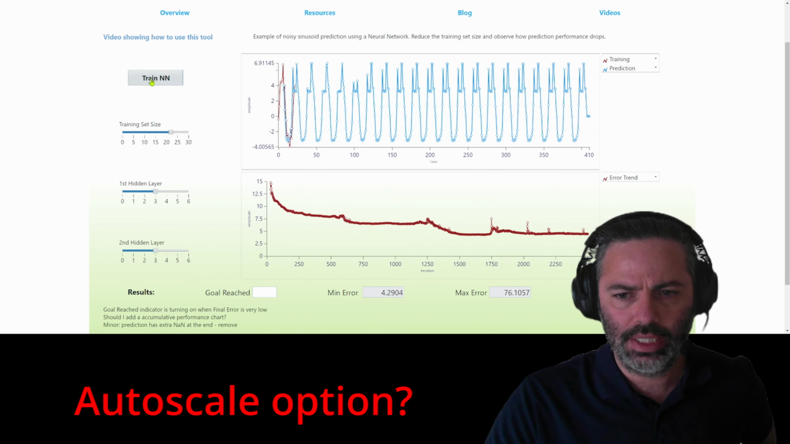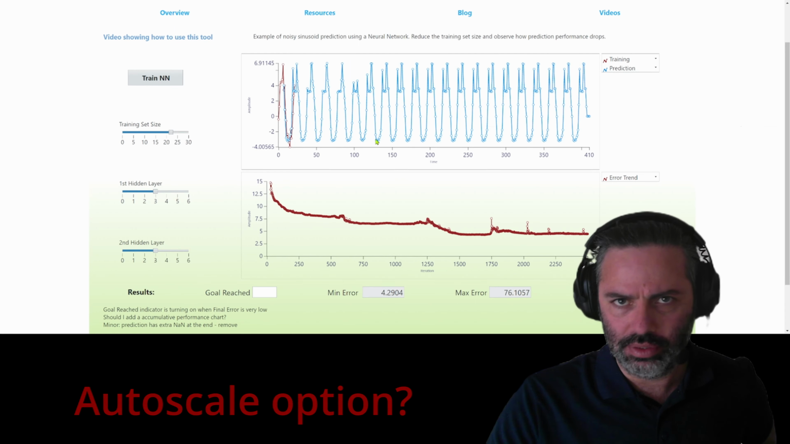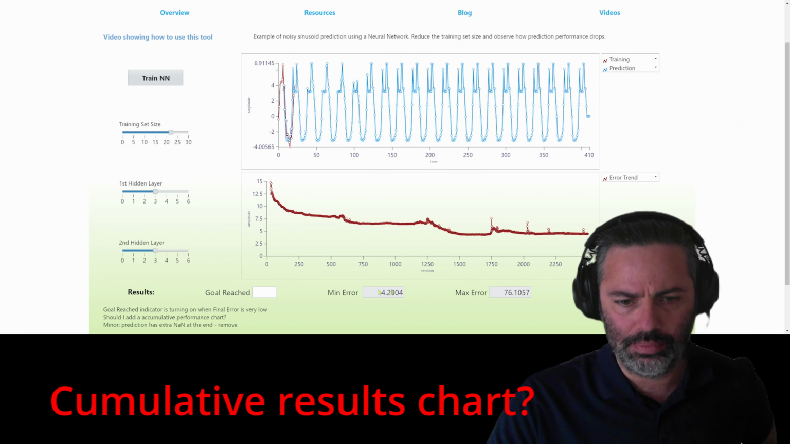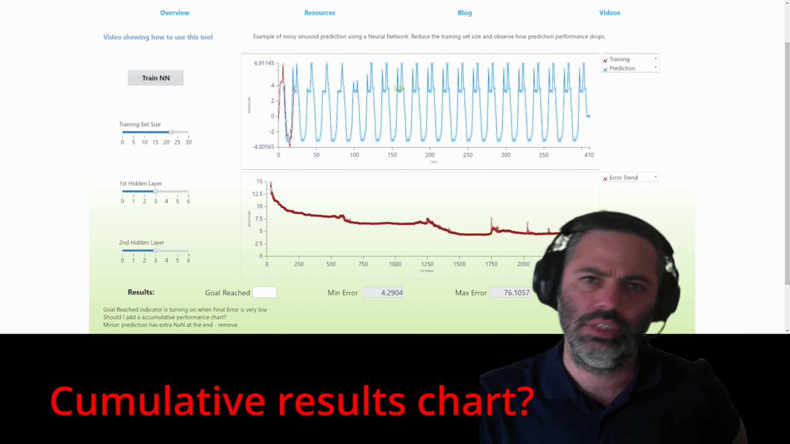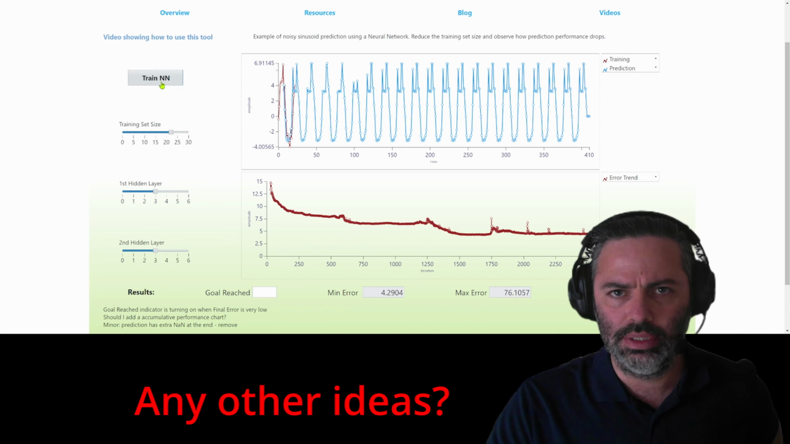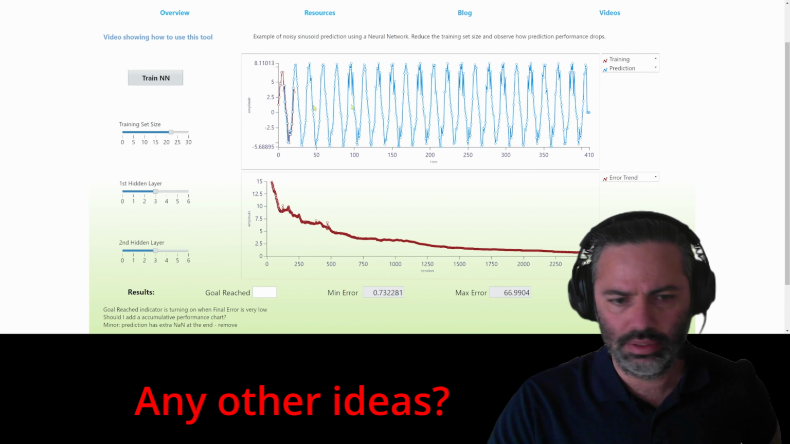Let's try this again. A bit better, something that looks a bit more reasonable. The minimum error is still pretty high, 4.2. Again, went up to 2500 iterations. The goal was not reached, even though it doesn't look that bad. Let's try it again. In this case, again, looks like a good result, but the minimum error is 0.7.